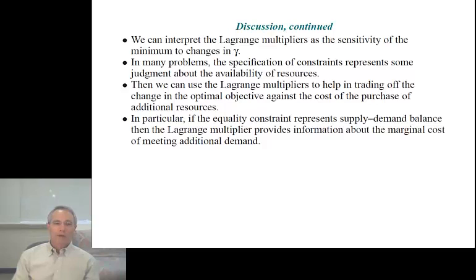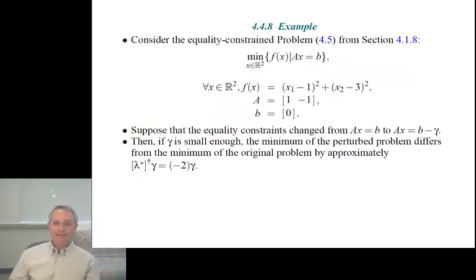In many problems, we can think of the specification of the constraints as representing some judgment about the availability of resources. Well, if we know the cost of those resources and compare them to the Lagrange multipliers, that can help us to trade off the change in the optimal objective against the cost of, say, purchasing some additional resources. So in particular, if the equality constraint is supply-demand balance, then the Lagrange multiplier provides us information about the marginal cost of meeting additional demand. Let's see an example of that before we finish this section.